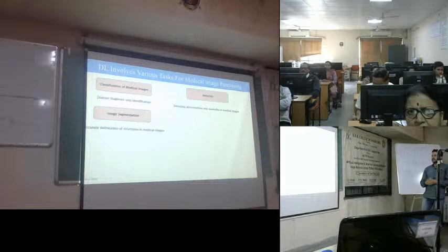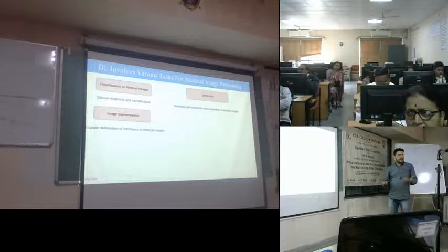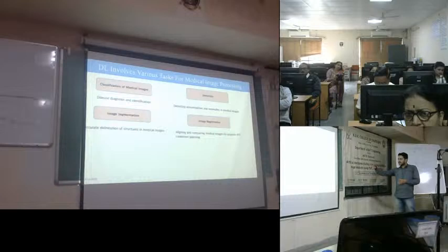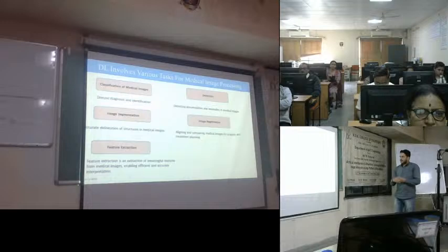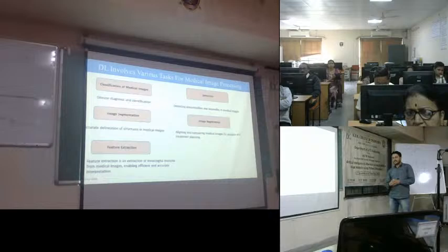Next is image segmentation. So accurate delineation of structures in medical images, image segmentation is generally used. I mean, to create the boundaries between two different objects, image segmentation is generally used. Image registration: aligning and comparing medical images for analysis and treatment planning. This task will be useful in deep learning models. Then apart from that, feature extraction, which is extracting the meaningful features from the medical images, enabling efficient and accurate interpretation, that task will be useful.